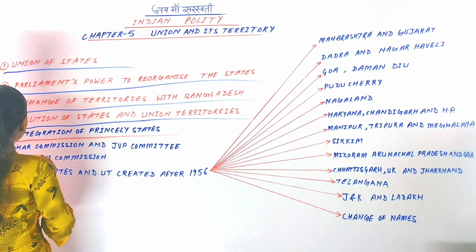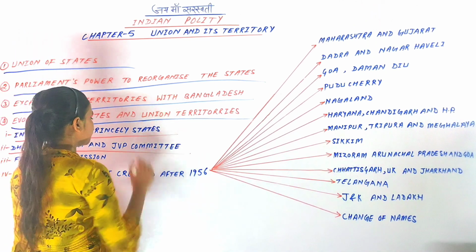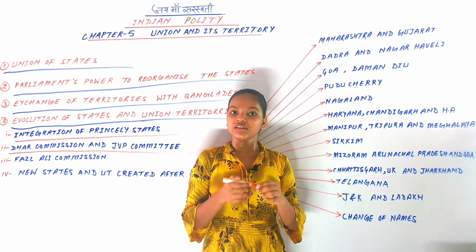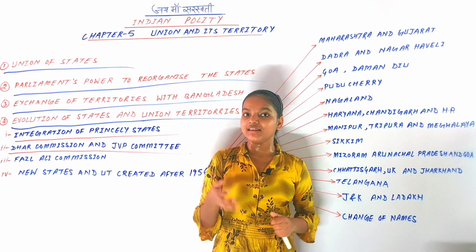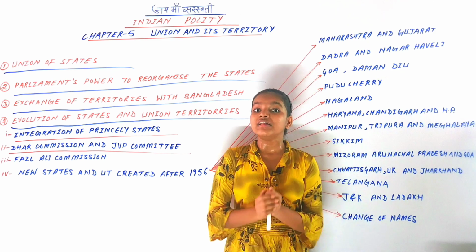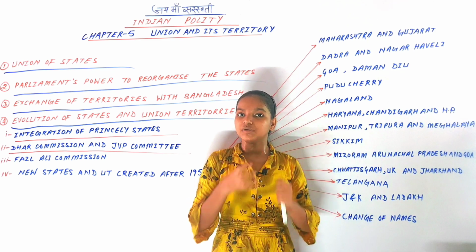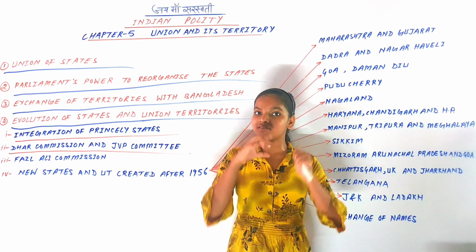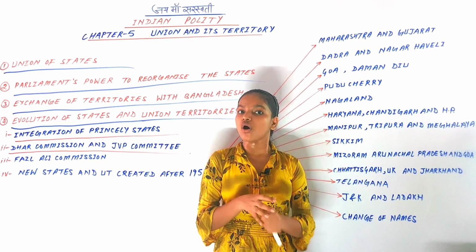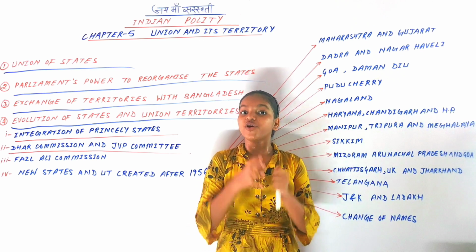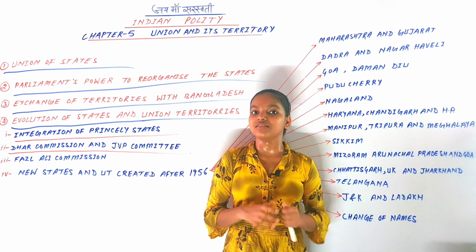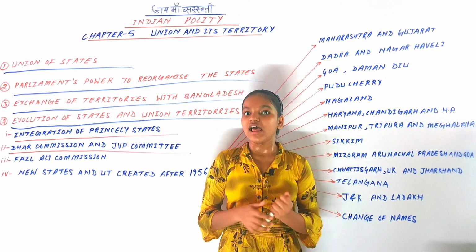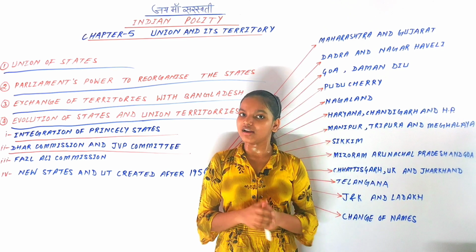Now the second subtopic is the Dhar Commission and the JVP Committee. Around 1950 there were demands by people to make states on linguistic factors, that is, based on languages, and for that a commission was made that was chaired by S.K. Dhar, and that is why it was named the Dhar Commission.